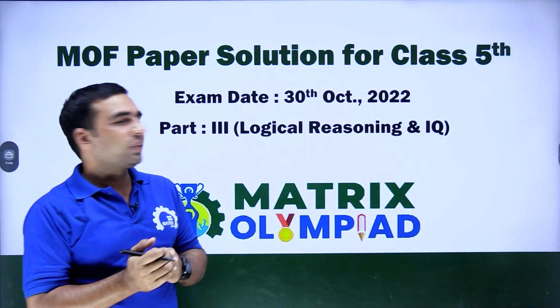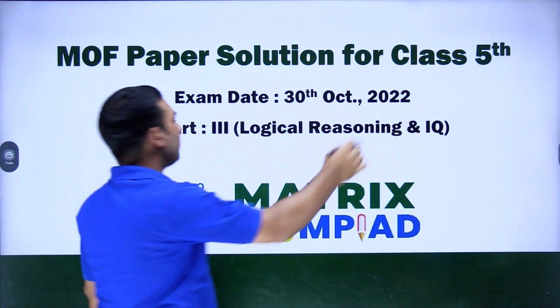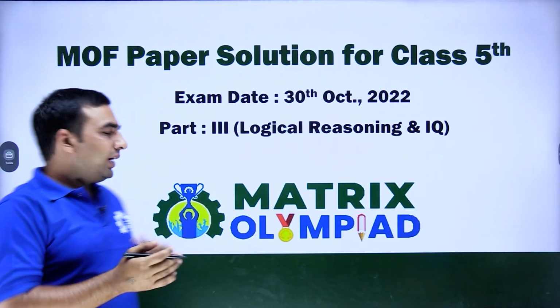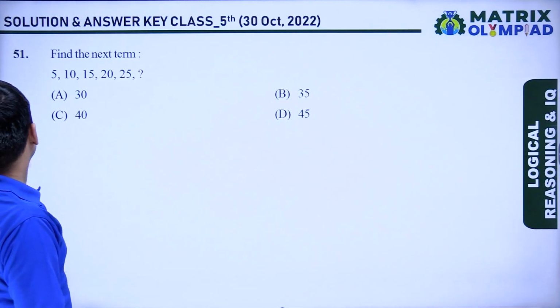Today we are discussing Matrix Olympiad class 5th part 3rd logical reasoning. As you know, let's we start question number first.